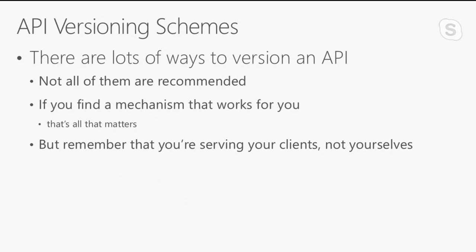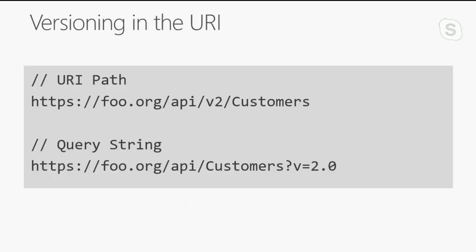So if it's harder for you but easier for your clients, that's usually the better strategy than the reverse, especially if your clients are paying invoices that end up paying your salary. I really suggest you take this approach. So let's talk about the most common approach I see and the one I dislike the most, and that is versioning in the URI.